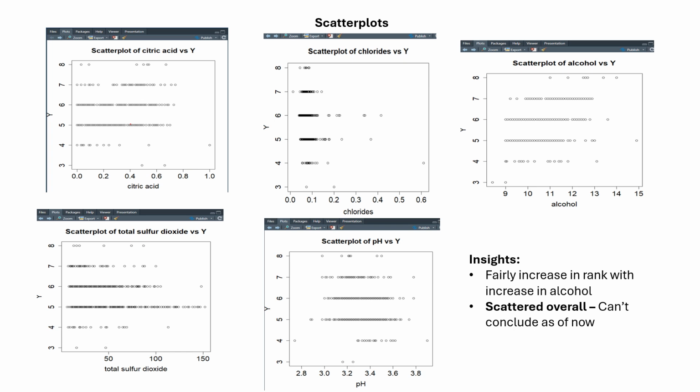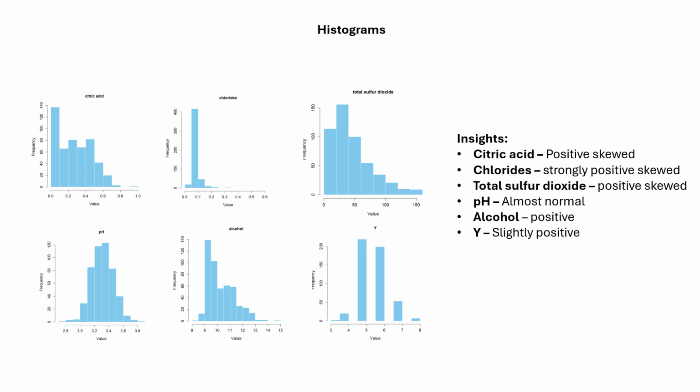So next slide. For the histogram plot, we can see clearly that the citric acid is positively skewed. Chloride is also positively skewed. Total sulfur is positively skewed. Then clearly the pH is almost normal, as we can see here. Alcohol is positively skewed, while the y variable here is slightly positively skewed.